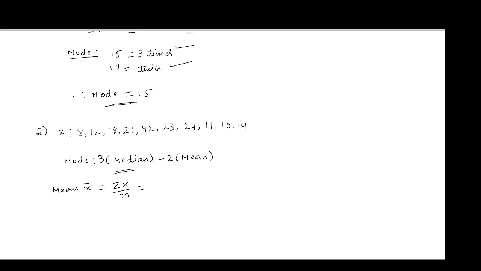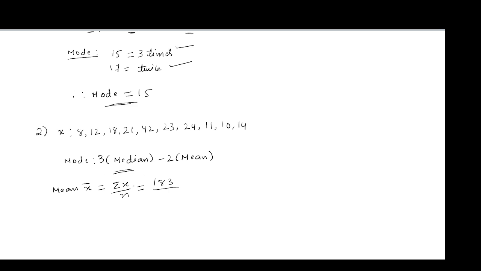Now add all these values, you will get summation x. So 8 plus 12 plus 18 plus 21 plus 42 plus 23 plus 24 plus 11 plus 10 plus 14. The total comes up to 183. Summation x value is adding all the x values. So that is 183 divided by n.